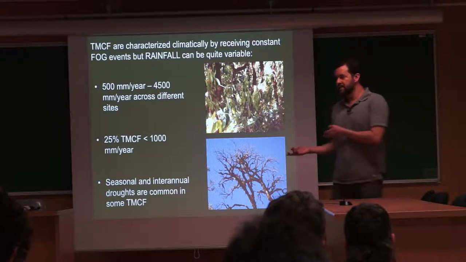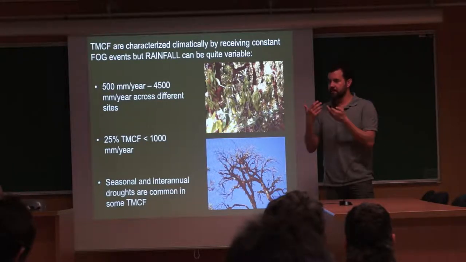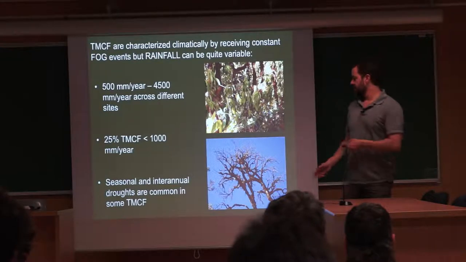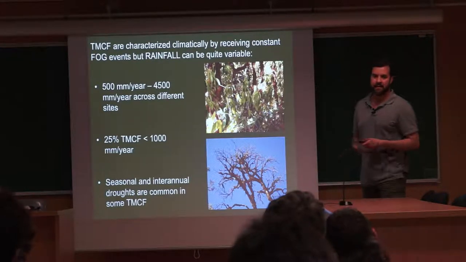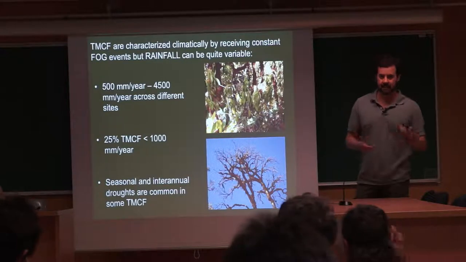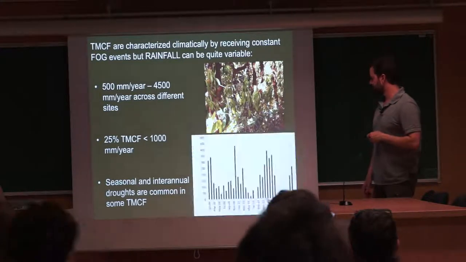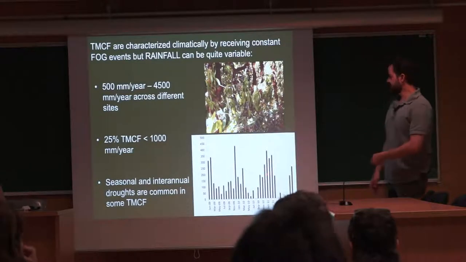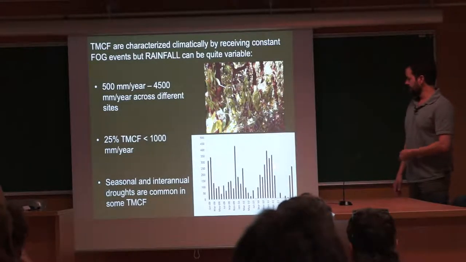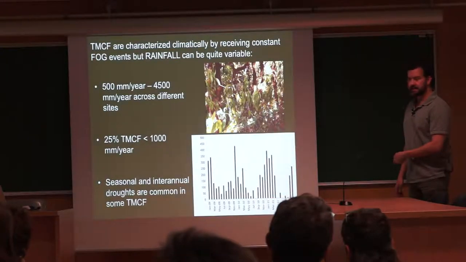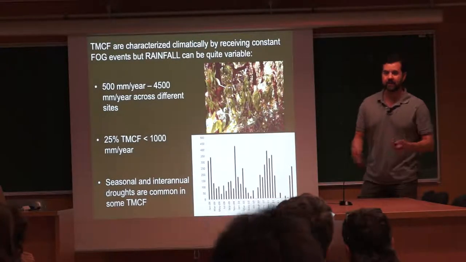We usually associate these systems with being constantly wet, but this is not really true. Seasonal droughts do occur. There are periods when high VPDs can develop when clouds are not occurring, and also with very low precipitation. This is just the mean monthly rainfall for our site. You can see here these 5 months in this year where rainfall was actually quite low.